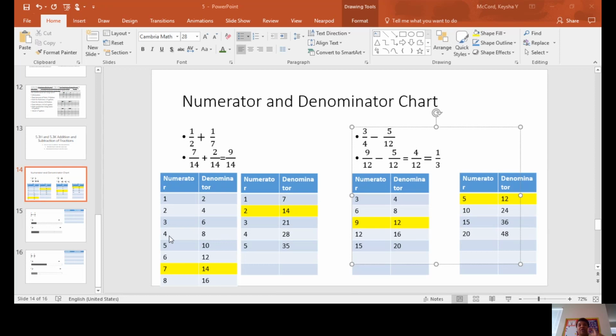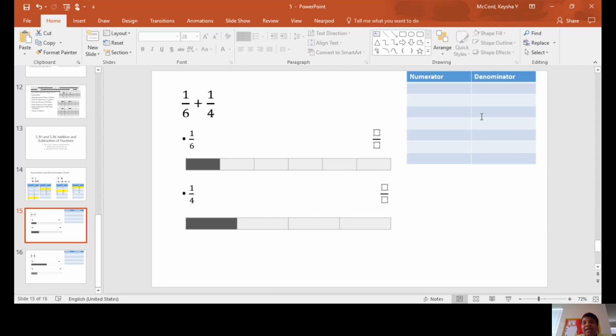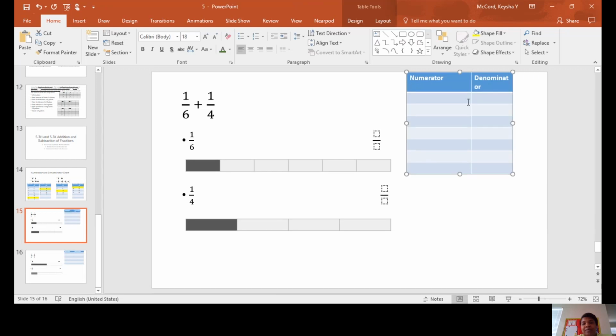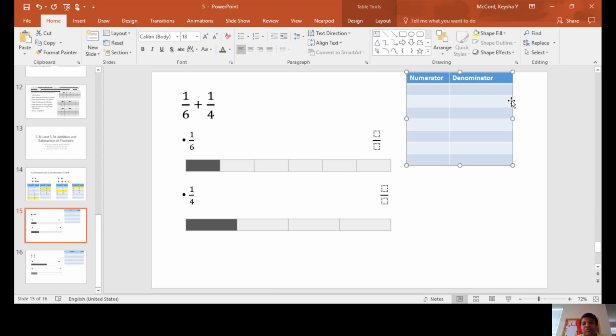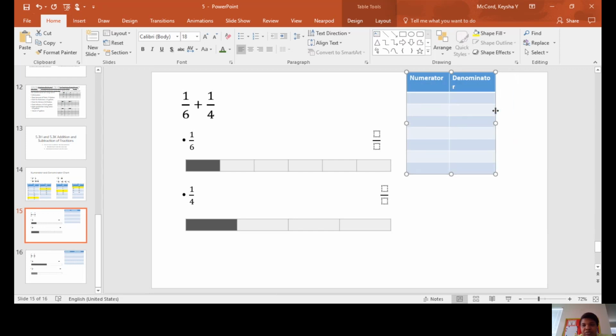Now we're going to add and subtract using models and using our charts. Okay, so let's get started. So next slide. We're going to add 1/6 plus 1/4, okay? 1/4 plus 1/6.